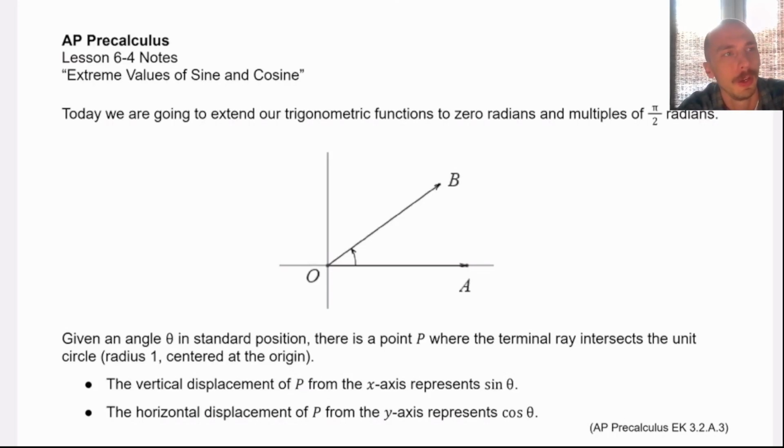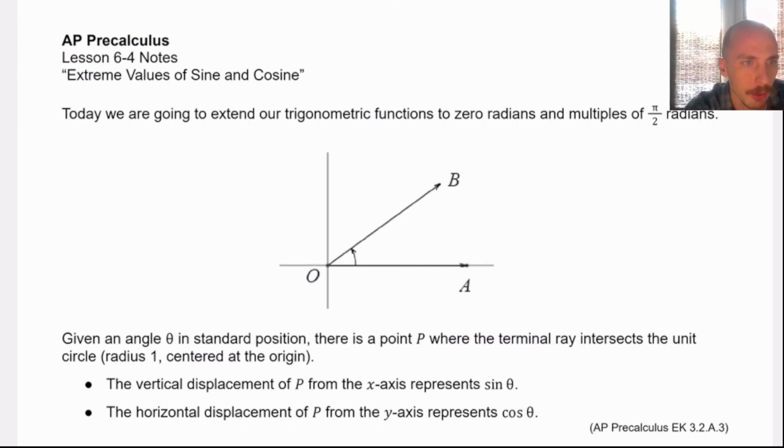Alright, welcome back. In this video, we're going to be talking about extreme values of sine and cosine, which is going to be basically extending our discussion of trig functions to inputs of 0 radians and multiples of pi over 2 radians. So down at the bottom, you can see really what the true definition we're going to take in this class of sine and cosine are. AP pre-cal level definition, not just SOHCAHTOA.